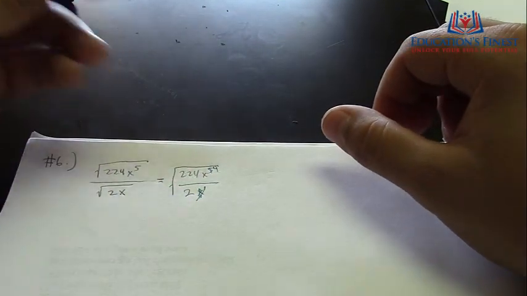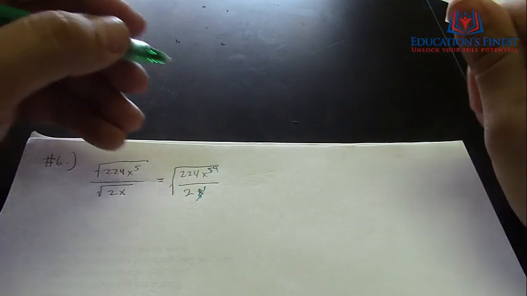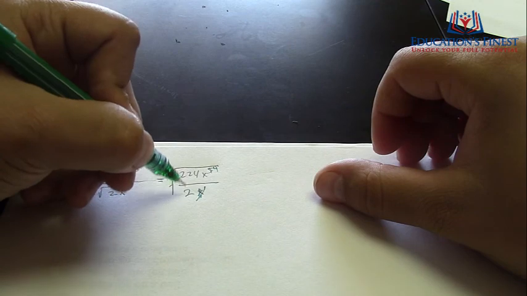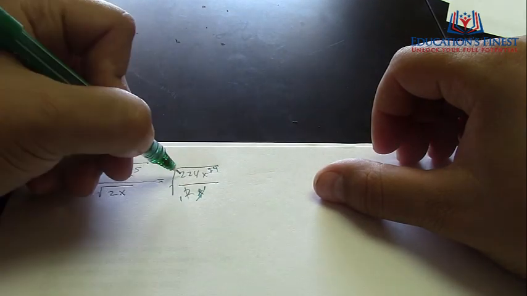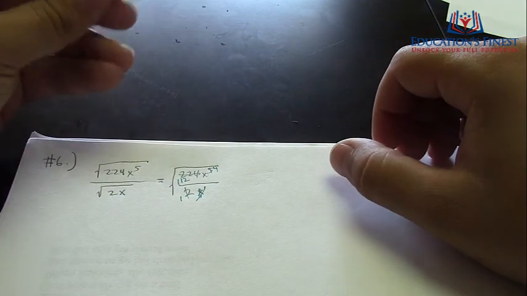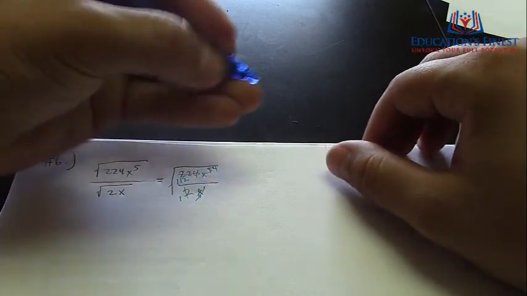And then what you're going to do is you can reduce these numbers here, okay? So 2 goes into 2 once, and 2 goes into 224 112 times. And again, if you can't do that in your head, just go out to the side and divide it out, okay? Alright, so what do we have now?